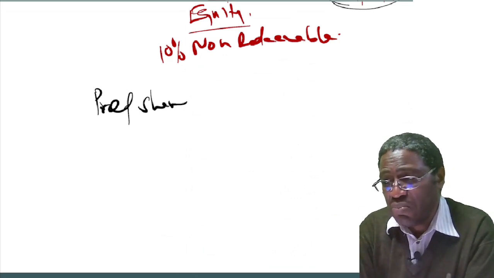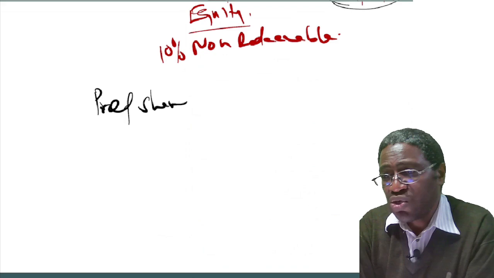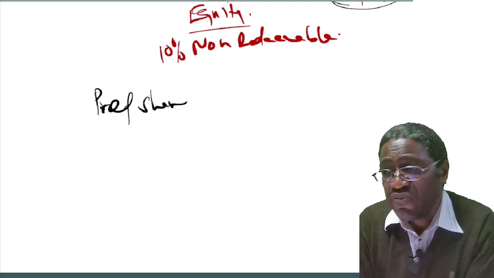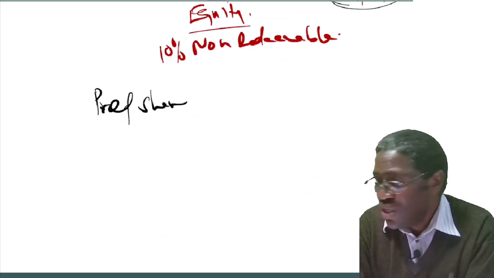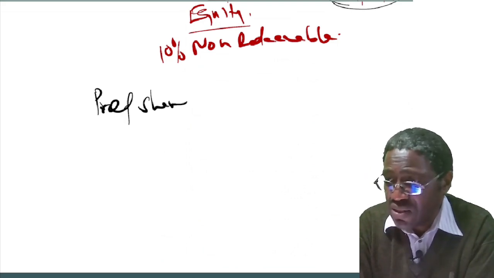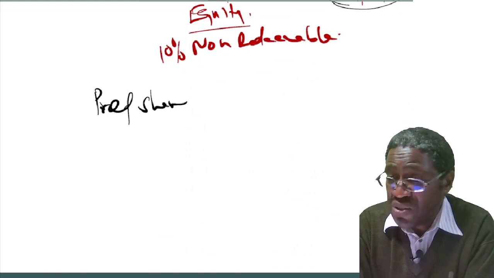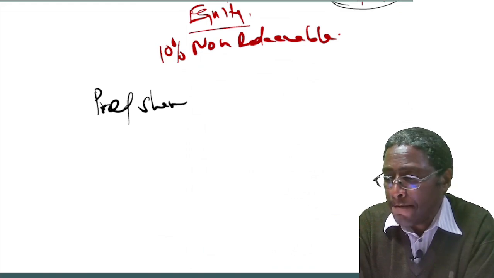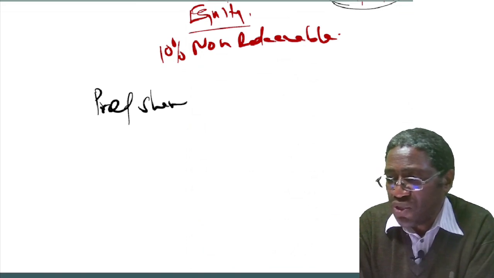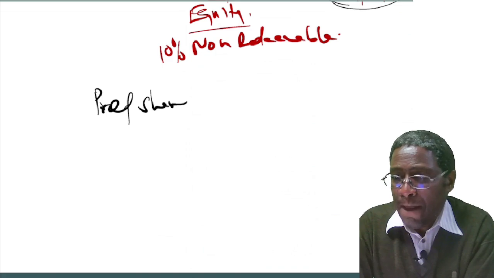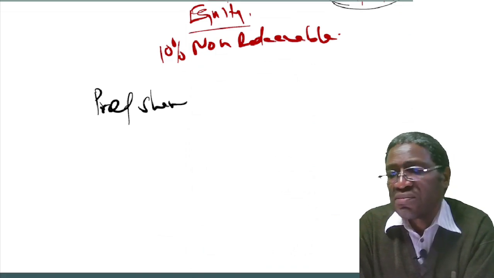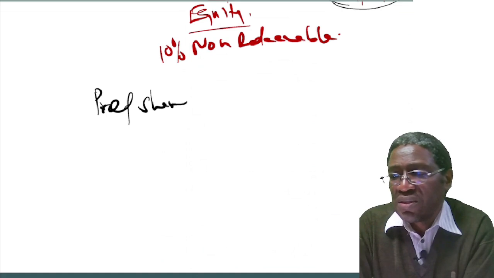As a subheading, put it down: treatment of preference shares and preference dividends. Then you say this.